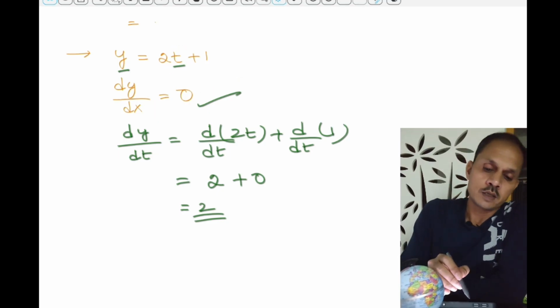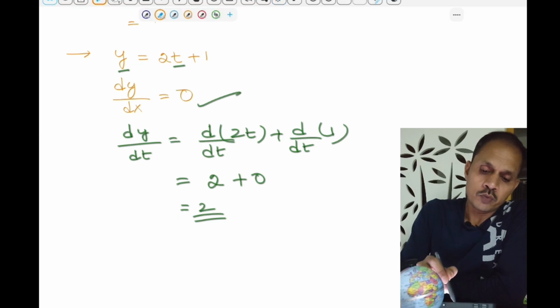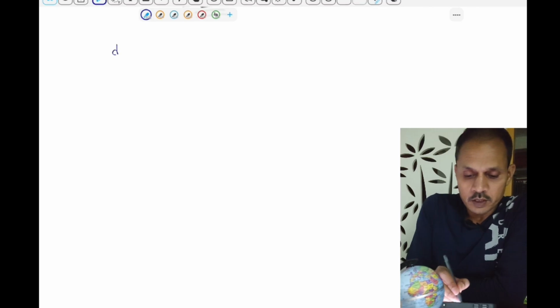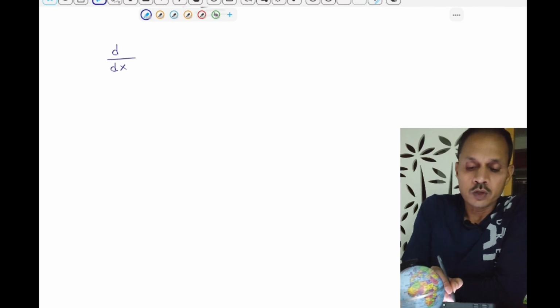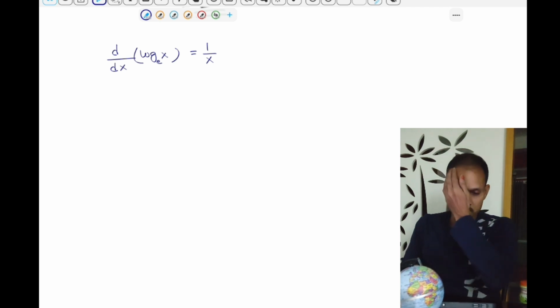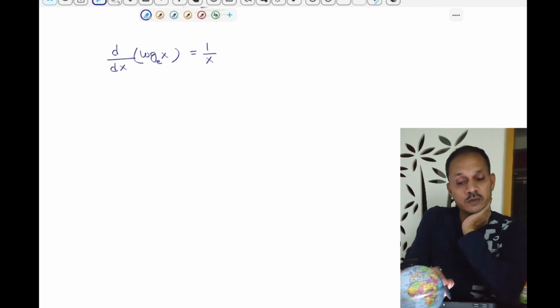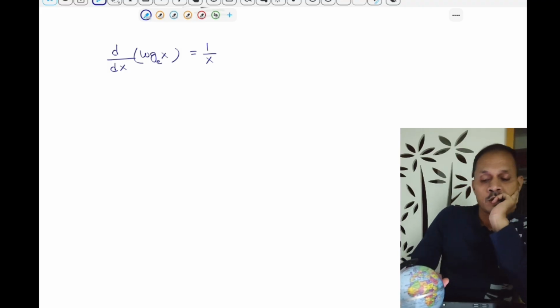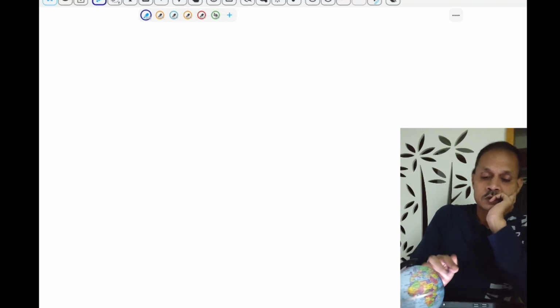Right? Okay. One more equation you have to remember, that is d by dx of log x. This is 1 by x. Remember this. If there is a logarithmic function with base e, then it is 1 by x. Okay, let's try a few more questions.